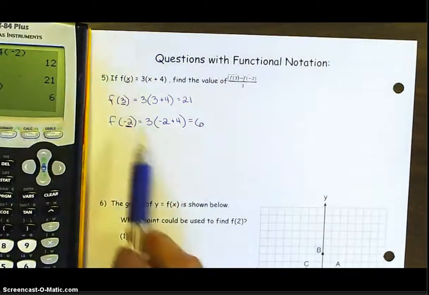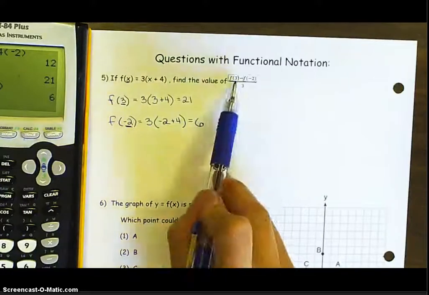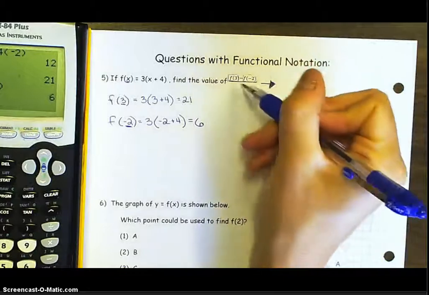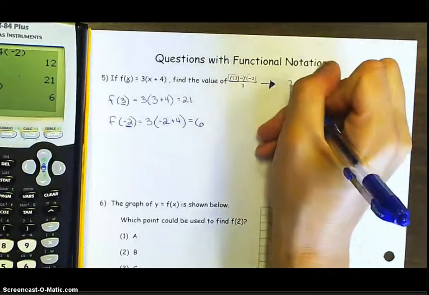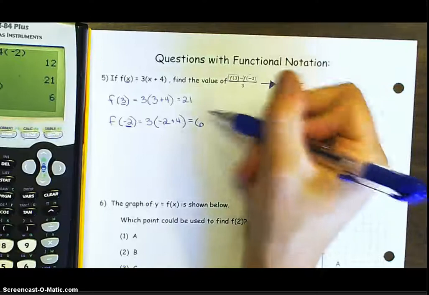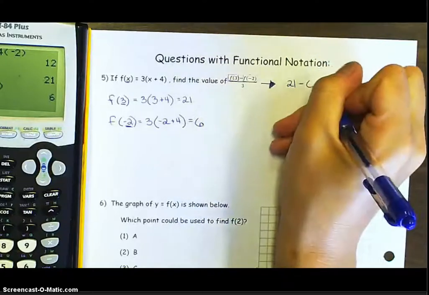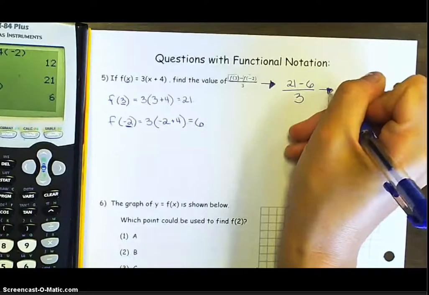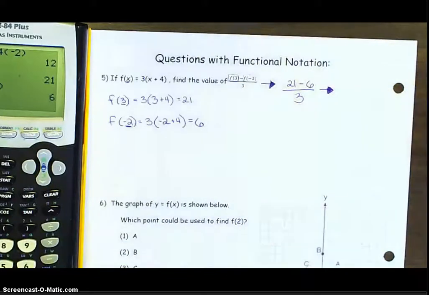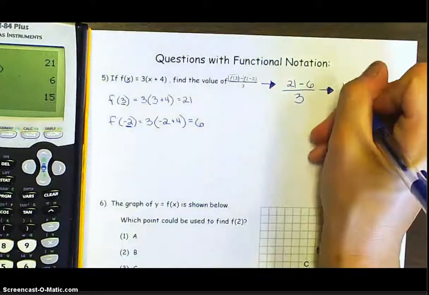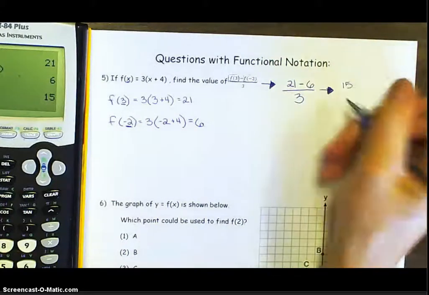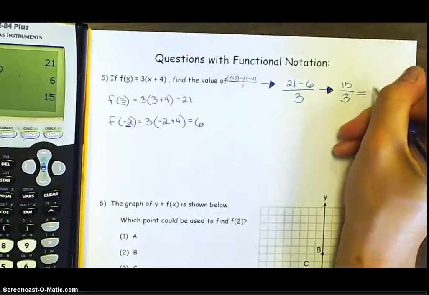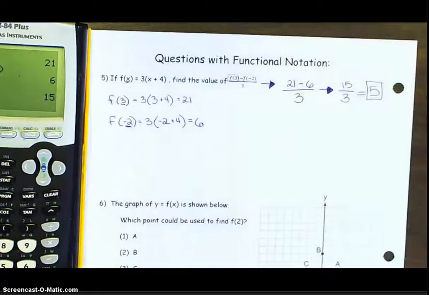Okay, so now that I know what f of 3 and f of negative 2 are, I can replace it in my parentheses. So this is actually going to change. So instead of f of 3, I know that value is 21, minus f of negative 2 is 6, all over 3. Okay, the first thing I have to do is combine my numerator. So 21 minus 6, and we're going to get 15. And then all over 3, and then 15 divided by 3 is 5. So 5 is our final answer.